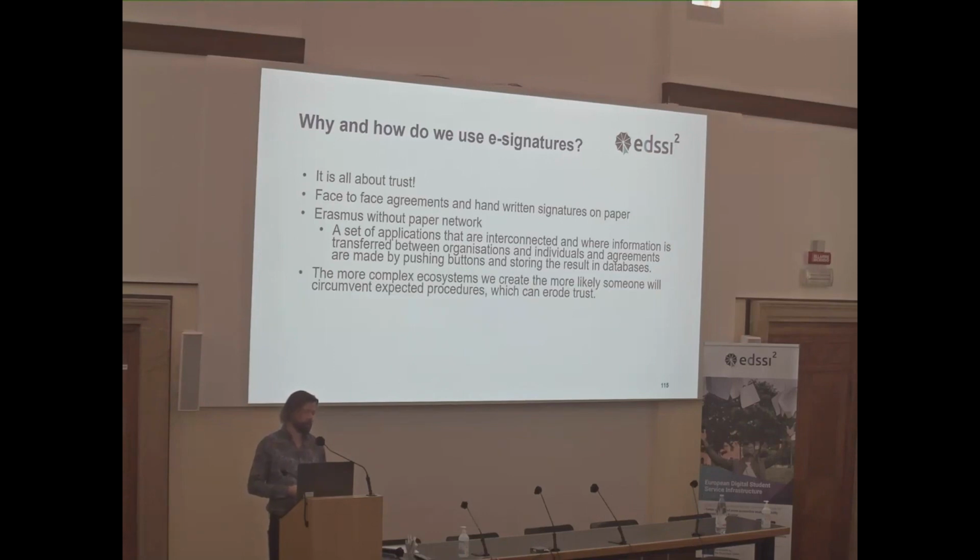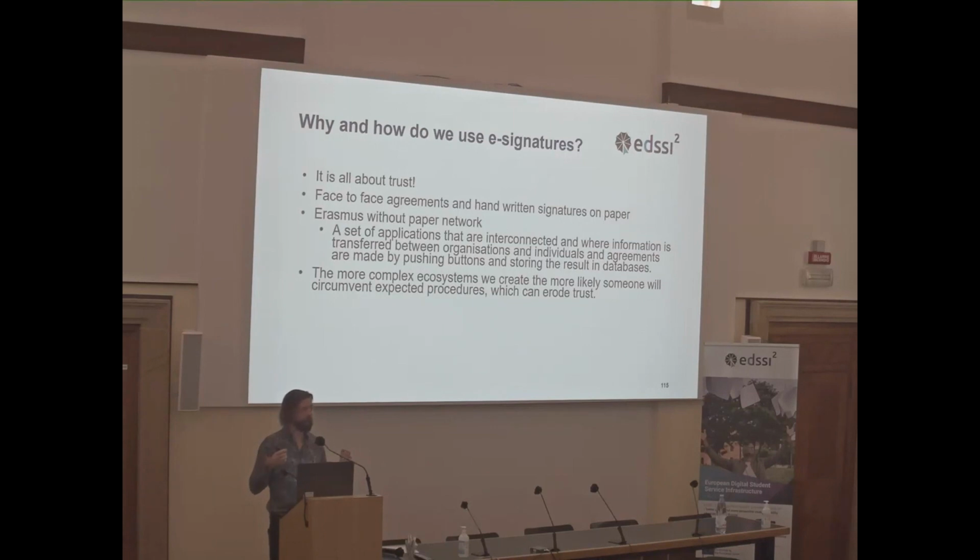But the problem here is the more complex ecosystem we create, the more likely someone will circumvent expected procedures, which can erode the trust. As I said, everyone pushes yes on the button that they've agreed to read all the fine details, but people maybe don't do it. Or another example is if you create too complex requirements for passwords for users, a lot of them just decide on one and then keep that for everything because it's too complicated to come up with several. Or the bigger complexity we build into systems, the harder it is to keep track of everything.